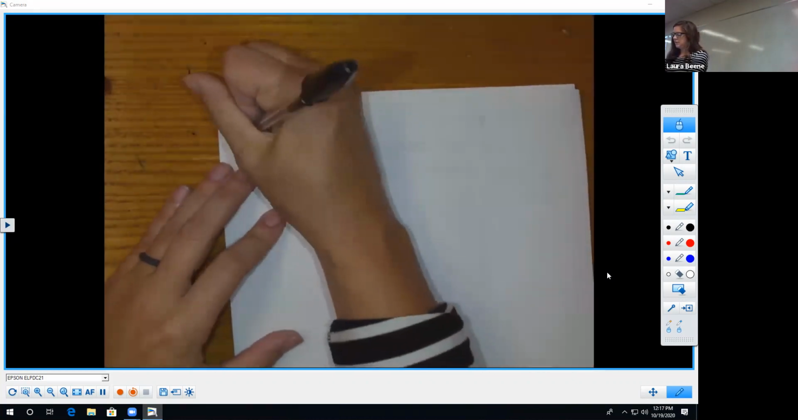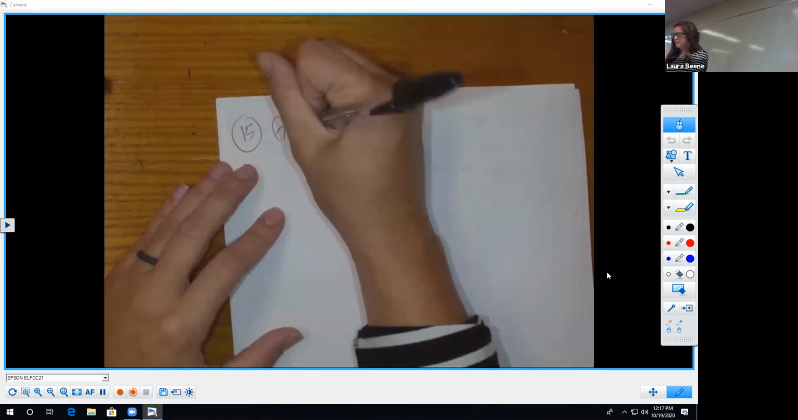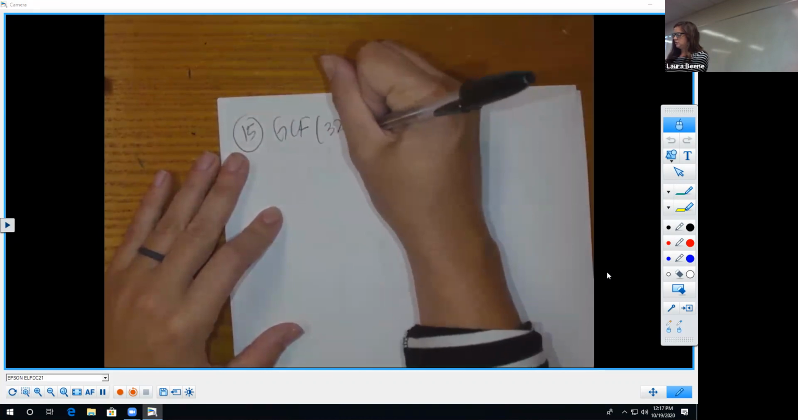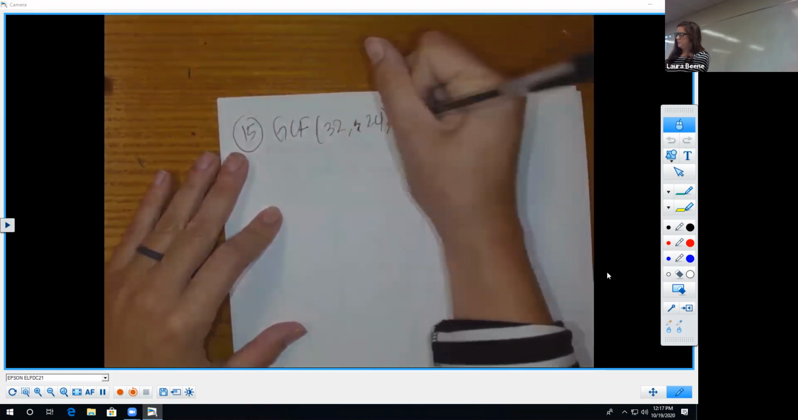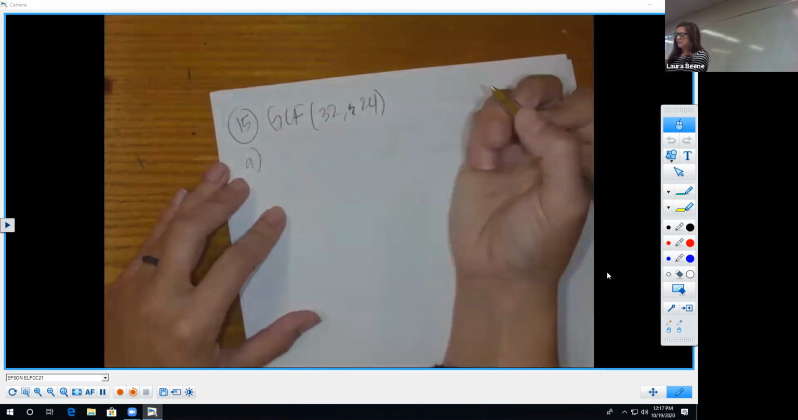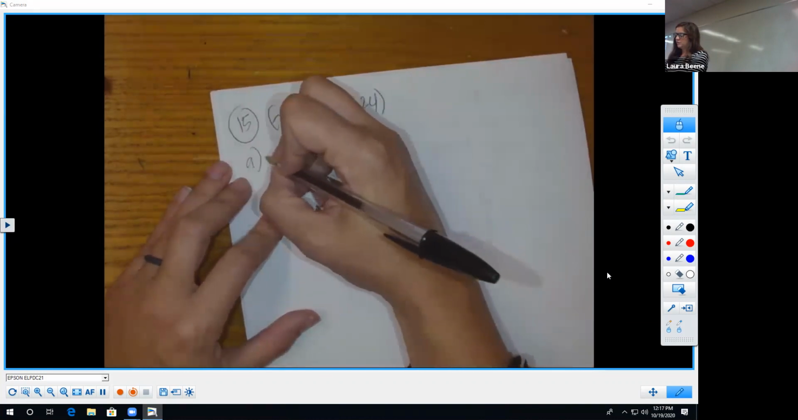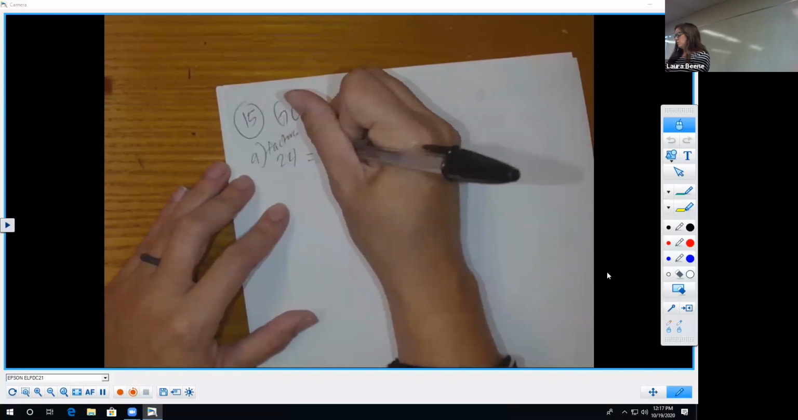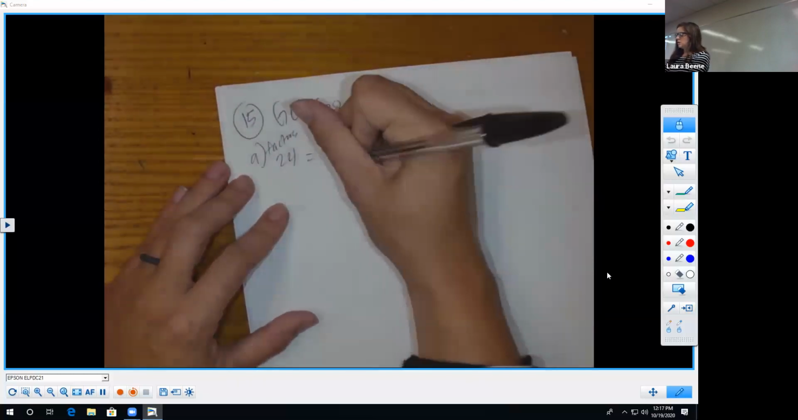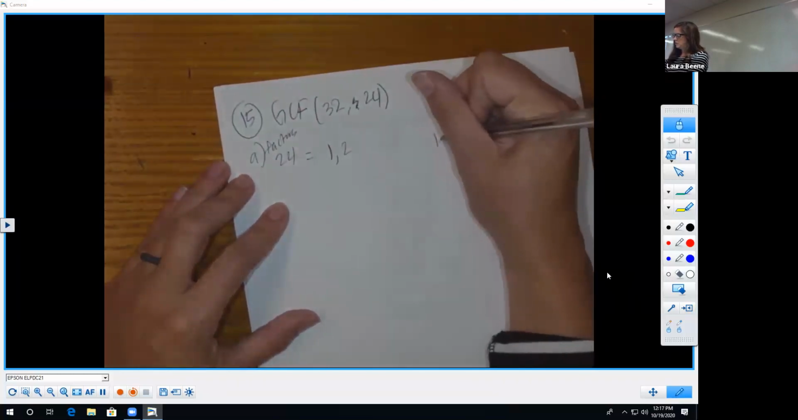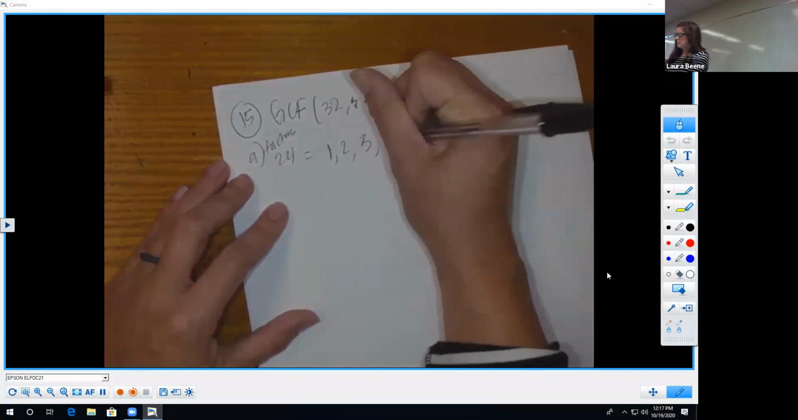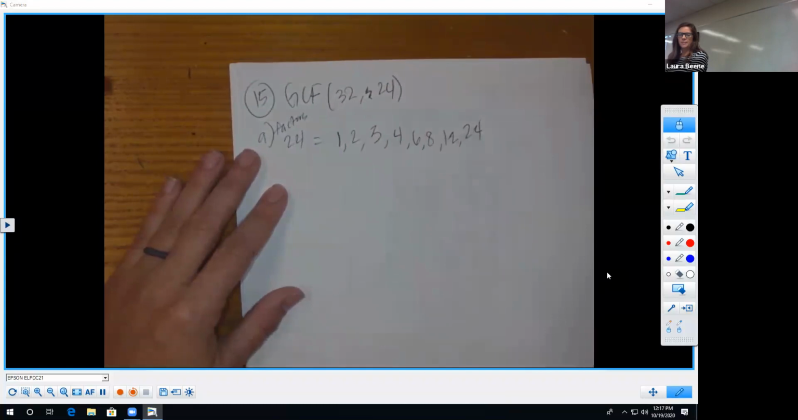So for number 15, the GCF of 32 and 24. The first way we're going to do it is by listing all the factors. Factors of 24, these are things that multiply to give us 24: 1 and 24, 2 and 12, 3 and 8, 4 and 6.